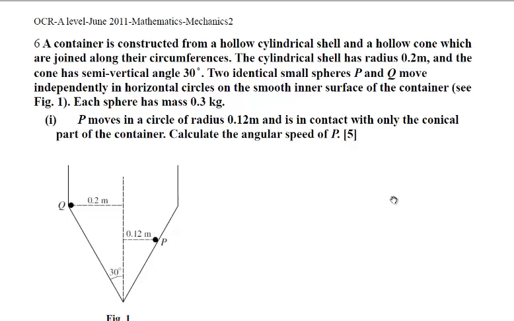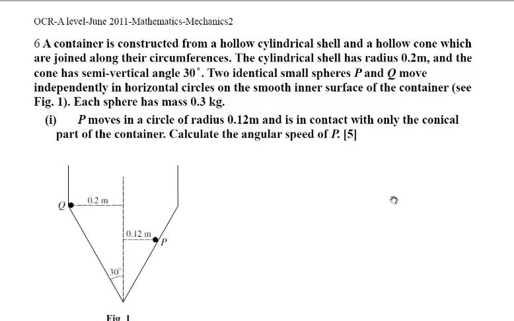A container is constructed from a hollow cylindrical shell and a hollow cone which are joined along their circumferences. The cylindrical shell has radius 0.2 meters and the cone has a semi-vertical angle 30 degrees.